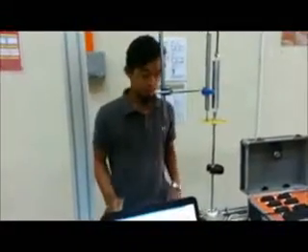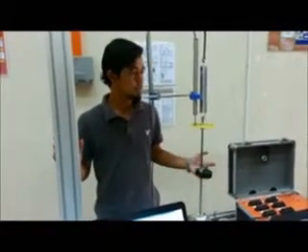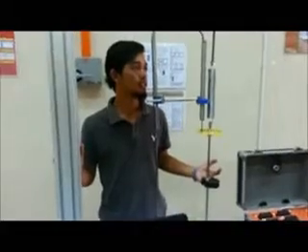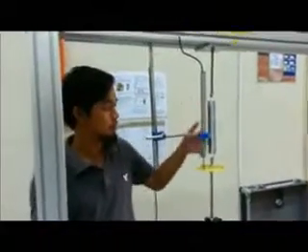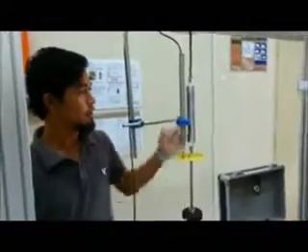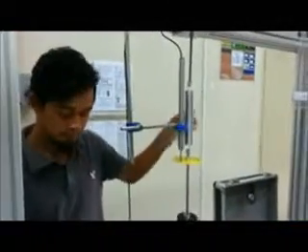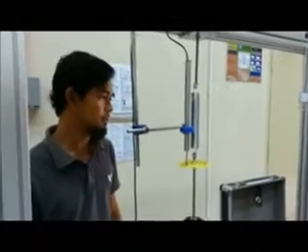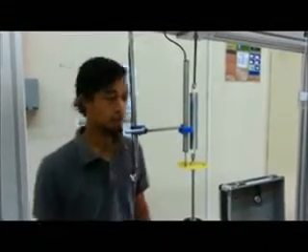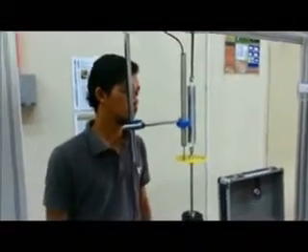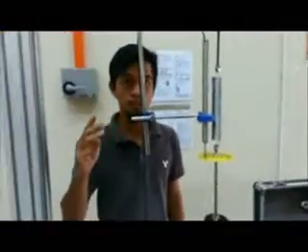Assalamualaikum, my name is Muhammad Rafizi. This is our experiment, our test rig. The title is 1 degree of freedom free vibration system. From this experiment rig, our group needs to achieve 3 objectives.